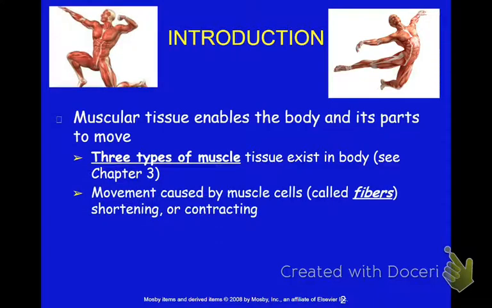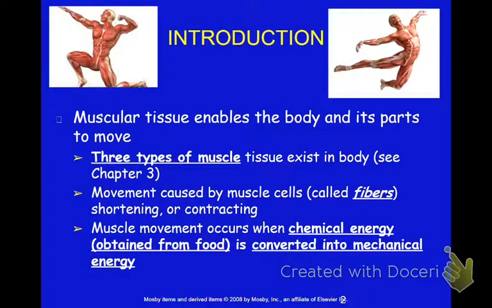So, muscle cells have a specific name, which is called a muscle fiber. And they can only do one thing, and that is to shorten or to pull. And that's how movement is achieved, by that shortening of our muscle fibers, which we also recognize as being contraction.